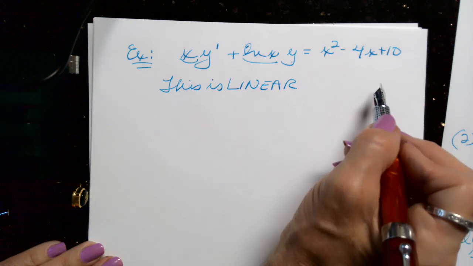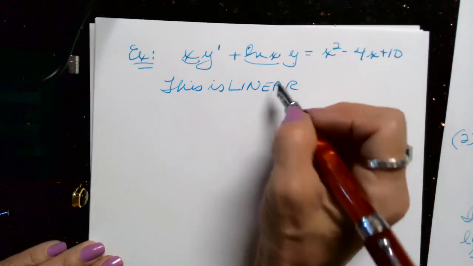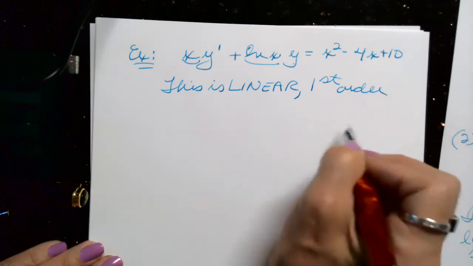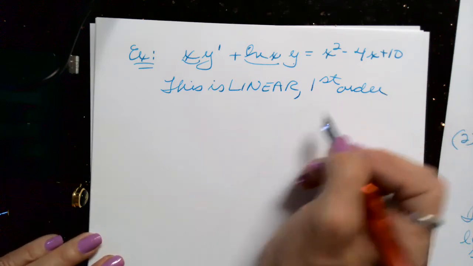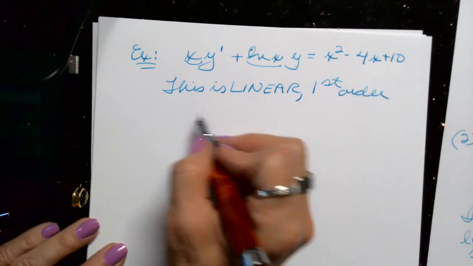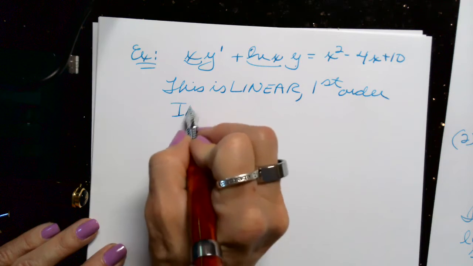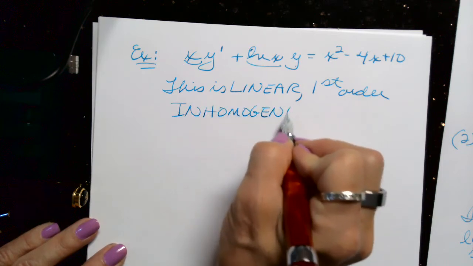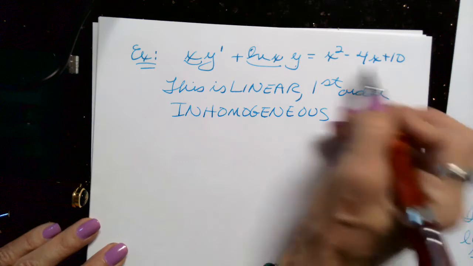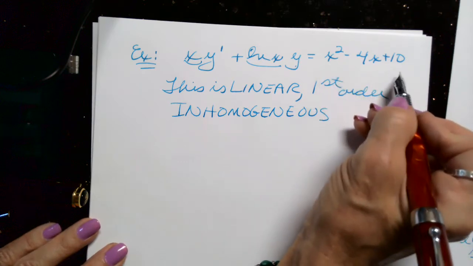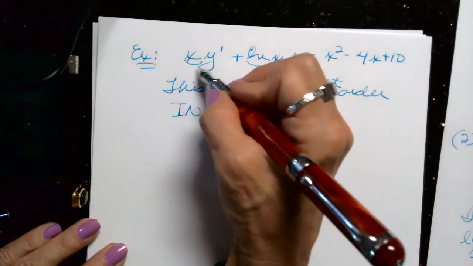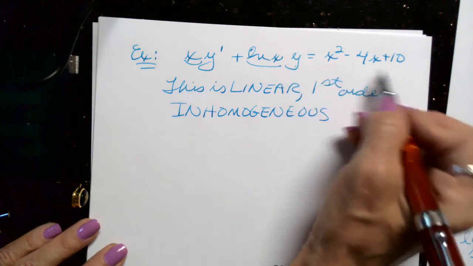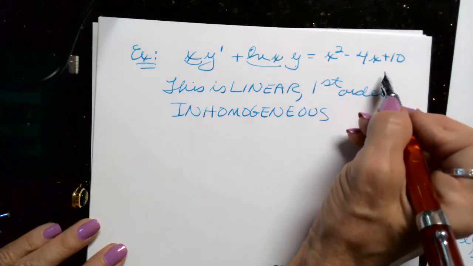So that's a linear equation. It's first order because the highest derivative you've got is the first derivative, and it's inhomogeneous, because this side is not zero. You have a function of x times y prime plus another function of x times y, and this is not zero. So that makes it inhomogeneous.